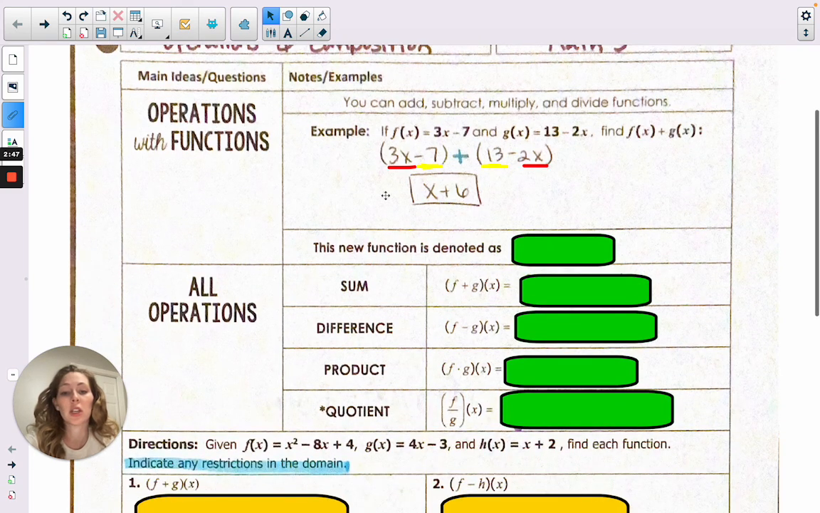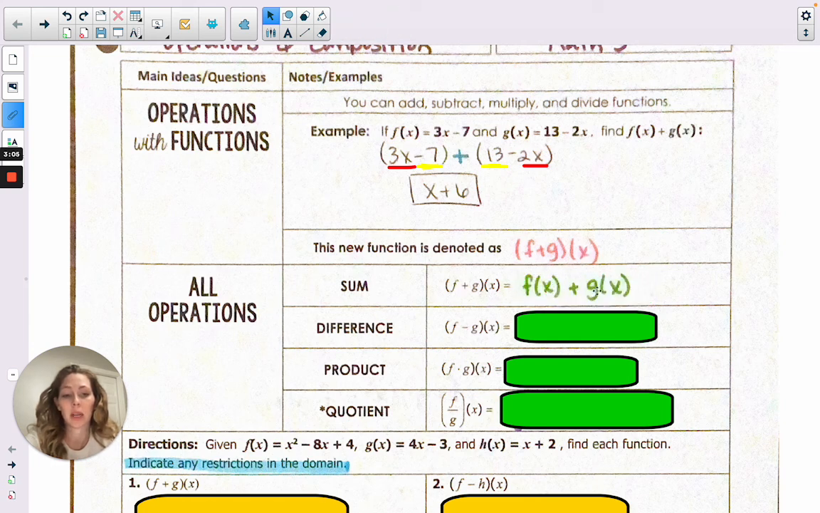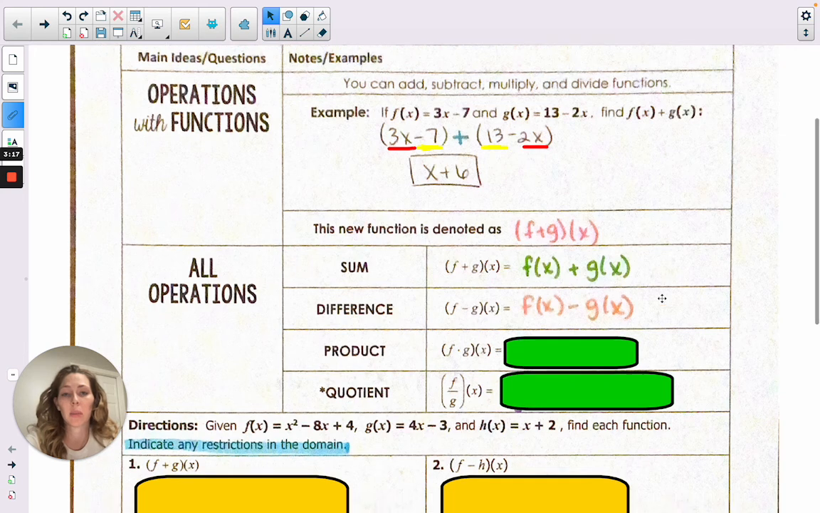So this new function right here is denoted as f plus g of x. So we put the f and g together with the plus sign or the minus sign or the multiplication or the division, and then we put x over here. So f plus g of x can also be separated as such, as we saw up here, f of x plus g of x, or we can merge the two together in parentheses. So what do you think these look like? Okay, if it's subtraction, we can say f of x minus g of x, separate. If it's multiplication, we can say f of x times g of x, separated.